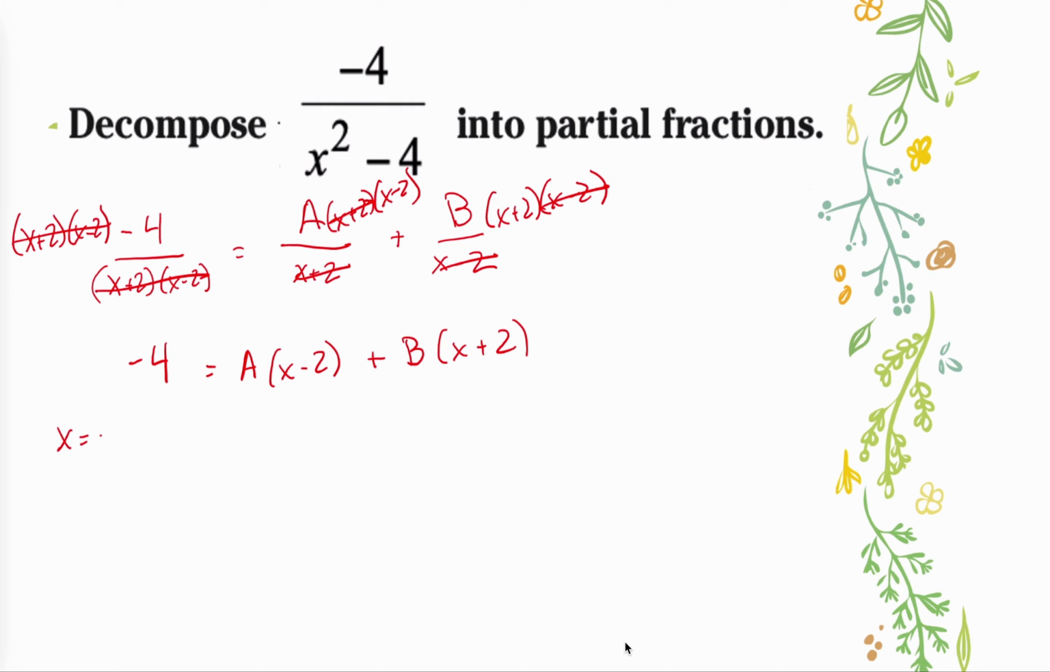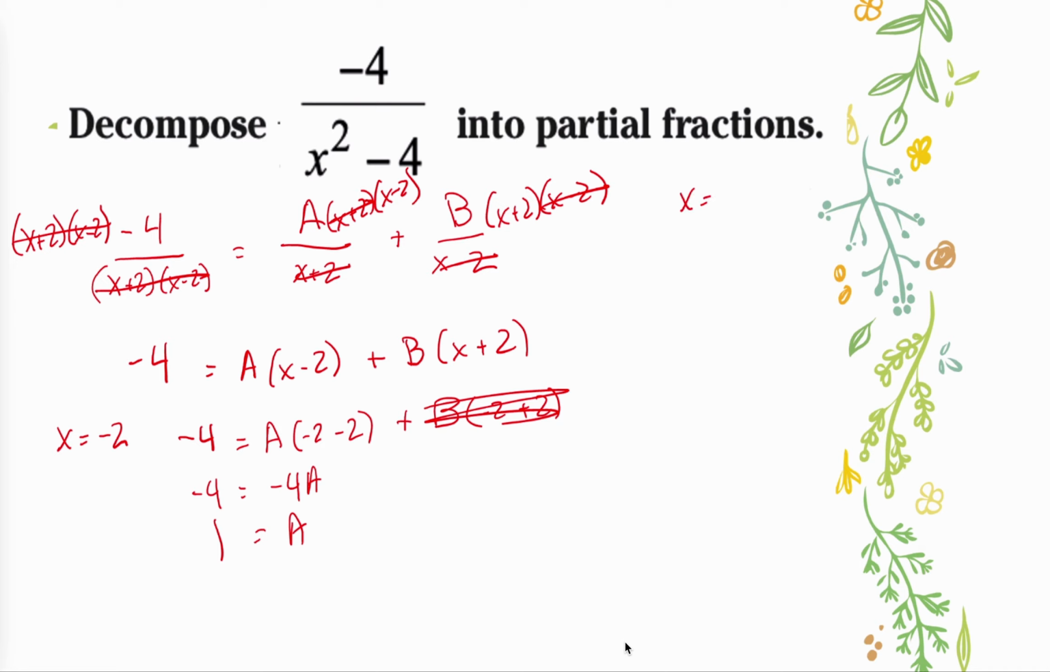If we set x equal to -2, we're going to get -4 = a(-2 - 2) + b(-2 + 2). That becomes 0 and goes away. -4 = -4a, which means that a = 1.